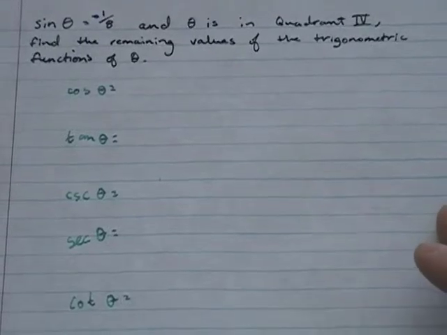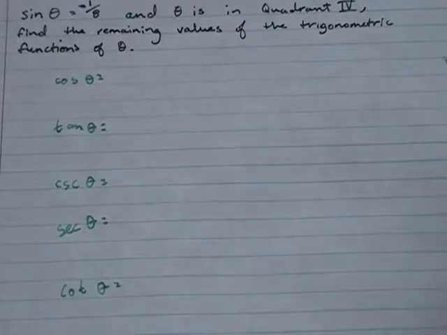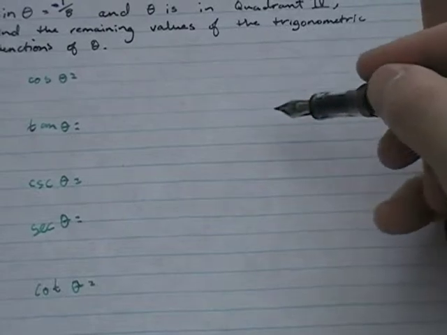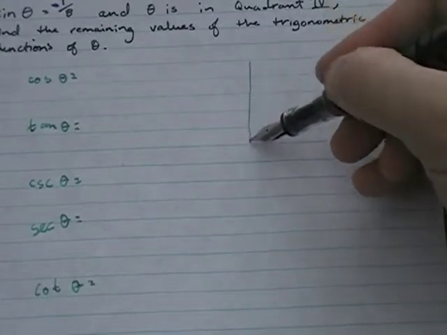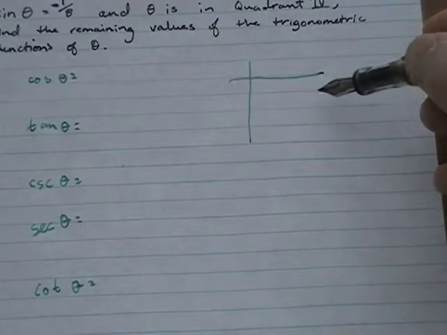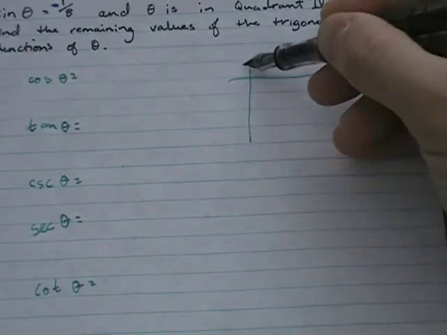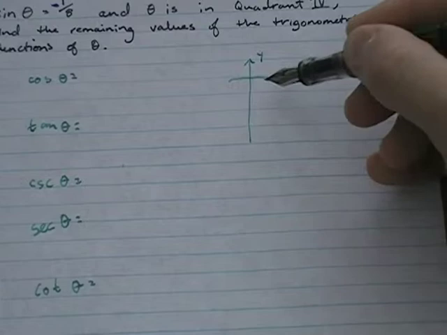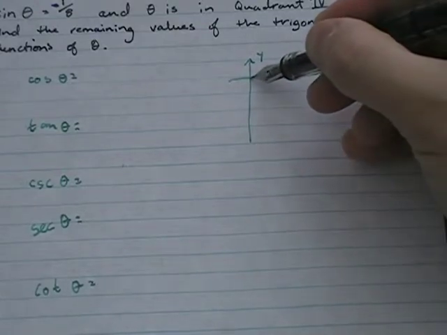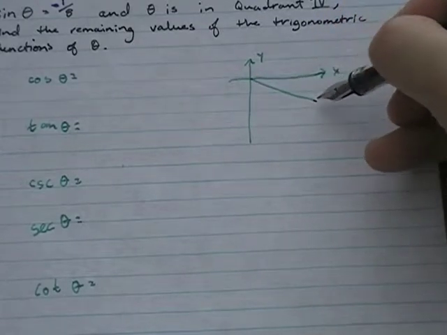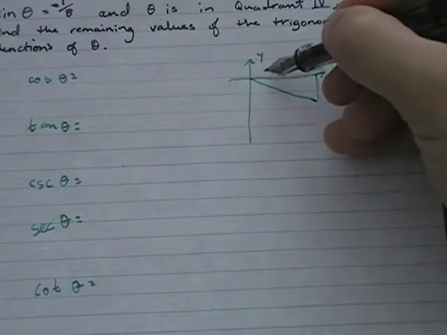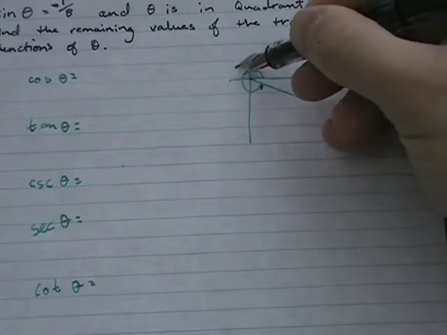And I'm a big fan of drawing a picture. So I'm going to come over here and I'm going to draw a picture. And my picture is going to be primarily quadrant 4. So here's quadrant 4, x, and this is my positive y, my negative y is this way. So quadrant 4. Okay, and here is theta.